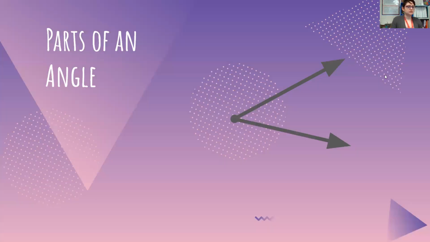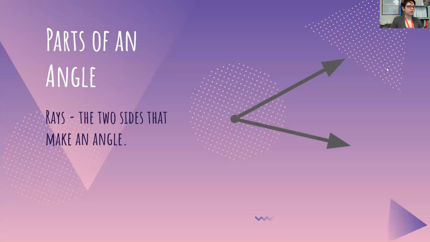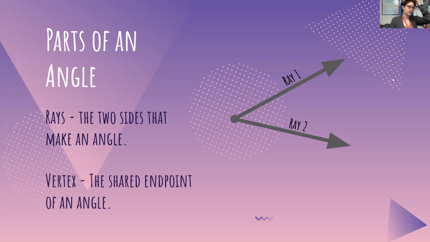So what are the parts of an angle? We have the two rays, and the rays are the sides of an angle. Remember, the geometry definition of a ray is a portion of a line that has a starting point, but no end point. It continues on in one direction. Then we have the vertex, which is the shared endpoint of the two rays where they're joined.